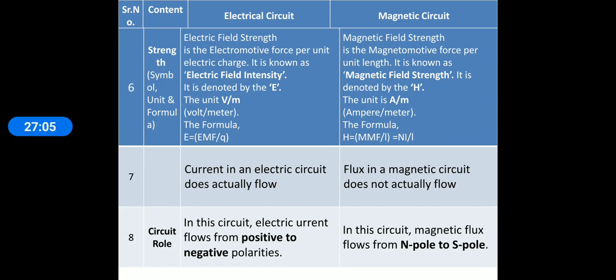In an electrical circuit, current actually flows. In a magnetic circuit, flux does not actually flow. Current cannot flow through the air. Flux can flow through the air. In an electrical circuit, the electrical current always flows from positive to negative terminals. In a magnetic circuit, the magnetic flux flows from N pole to S pole.